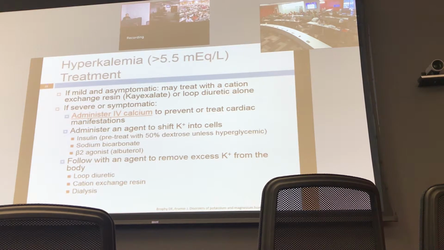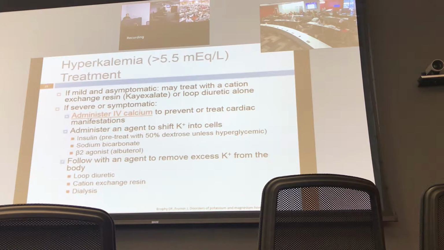So a loop diuretic, normally a furosemide, a cation exchange resin, so that would be Kayexalate, which is sodium polystyrene, or more commonly now we have a new agent called Veltassa, so the brand name of that is Patiromer. It's better tolerated than Kayexalate. It's actually cheaper on a day-to-day basis, though a single dose is more expensive than a single dose of Kayexalate. But if a patient has to chronically be on this, 3 doses of Kayexalate a day is more expensive than 1 dose of Patiromer a day.